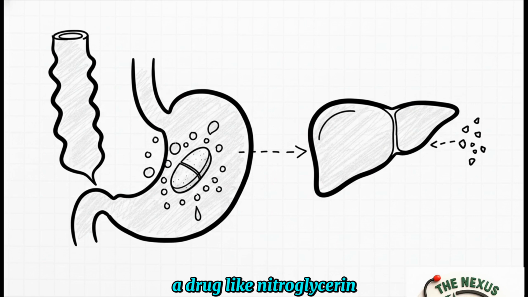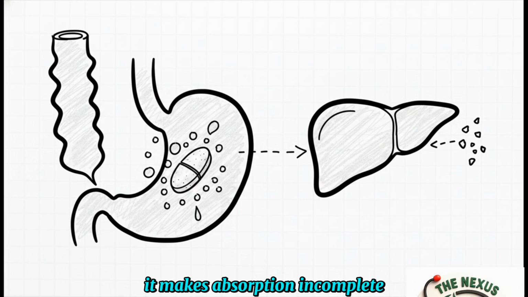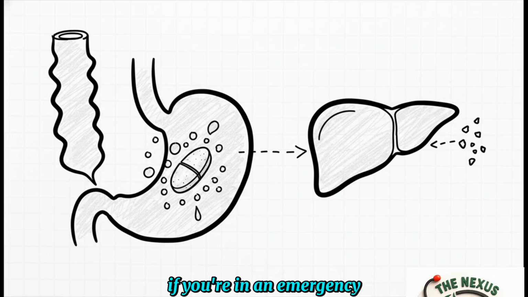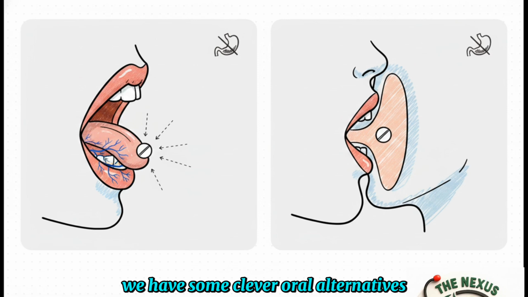A drug like nitroglycerin, over 90% of it gets metabolized this way. It makes absorption incomplete, kind of irregular, and definitely way too slow if you're in an emergency. To get around that whole digestive gauntlet, we have some clever oral alternatives.